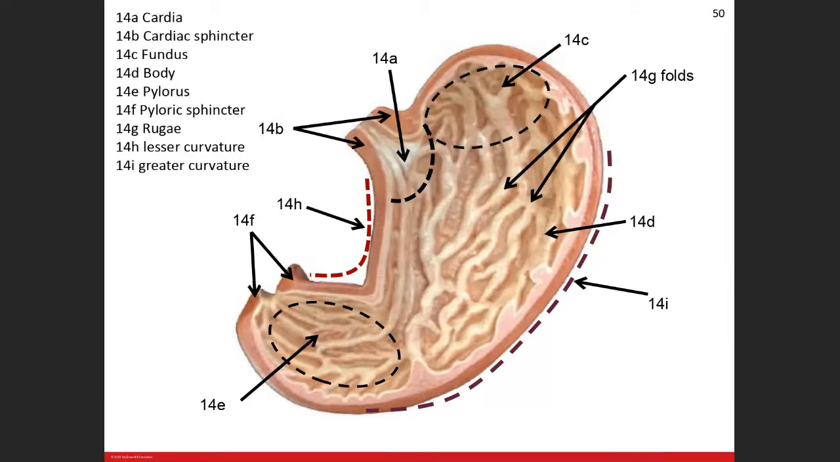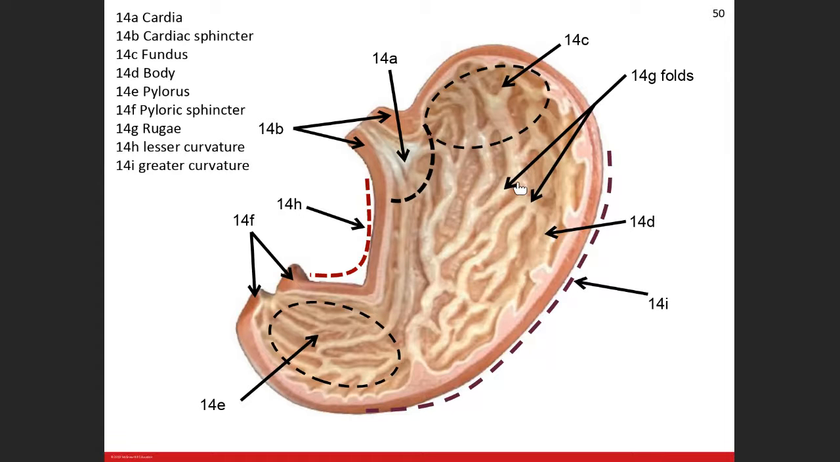So here, if you have your atlas, we can see a couple of these regions. Here's the esophagus coming down into the stomach. You have your cardiac sphincter, that's the sphincter closest to the cardiac region here. Food enters into the cardia. Here is the fundus, this dome-like structure over here.